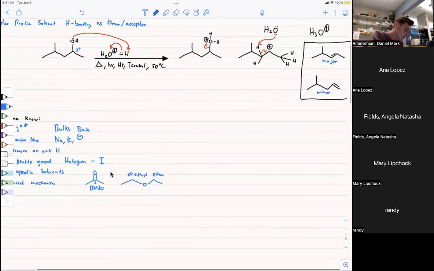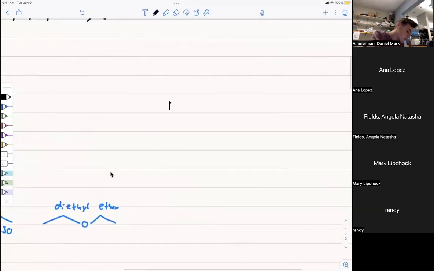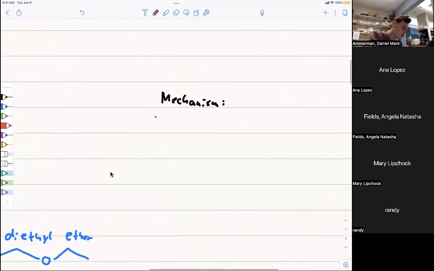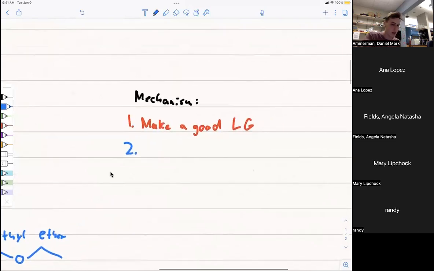As far as our mechanism, I'll do the same thing where some of these steps we don't have to do. But the first one is that same make a good leaving group, so we might have to do that first. The second one is kind of three steps in one, because it's a concerted mechanism.